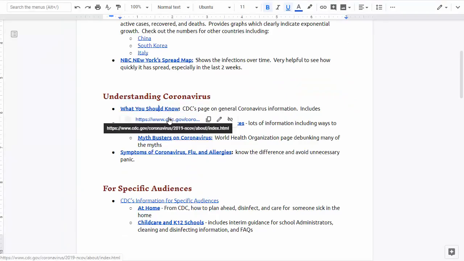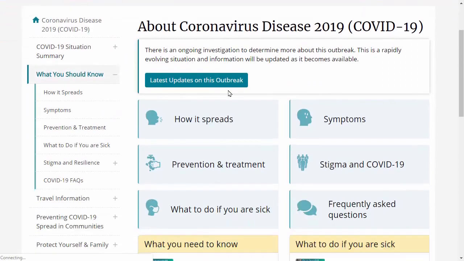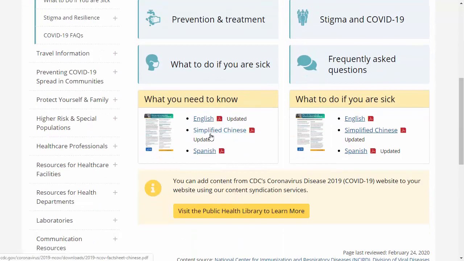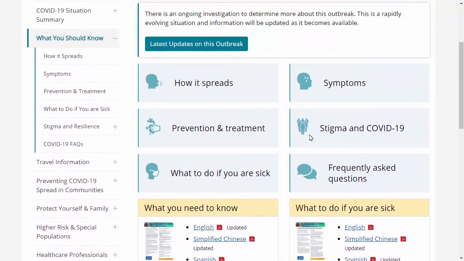So you need to know a little bit more about coronavirus itself. Again, I'm not here to tell you all about it. I'm here to point you to where you can go get it. So the CDC does have some really good information and handouts and flyers and things like that you can print out and put at your workplace.